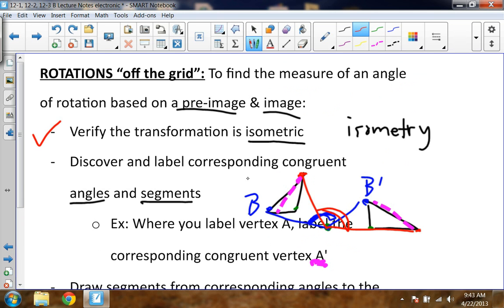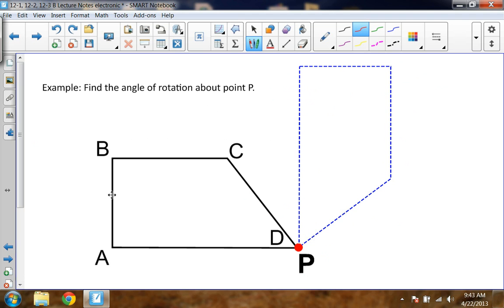Discover and label corresponding congruent angles and segments. Okay, so here I have B. Well, actually, here, let's start over here. So we have the slanted line right here. So this is probably the slanted line right here. So this is C prime, and this is D prime. And then I can match up C goes to B, so C prime goes to B prime, and B goes to A, so B prime goes to A prime. So I can match things up as well, make sure AD, A prime, D prime, etc. Okay, so there are my points. I'll go and mark some of them off.